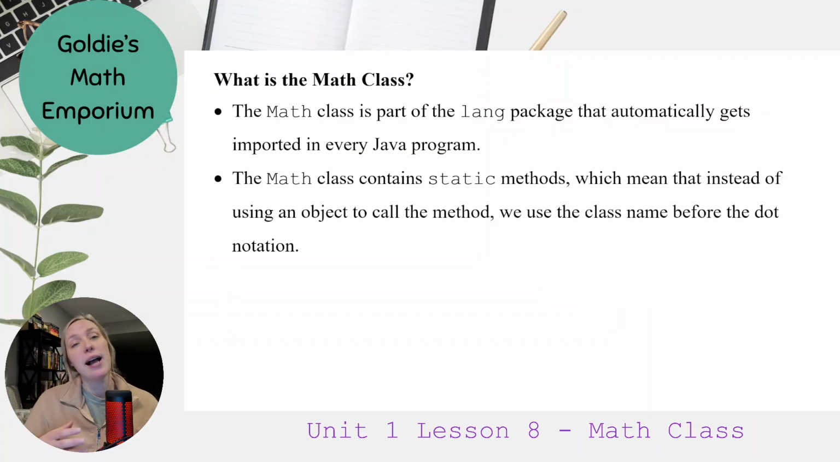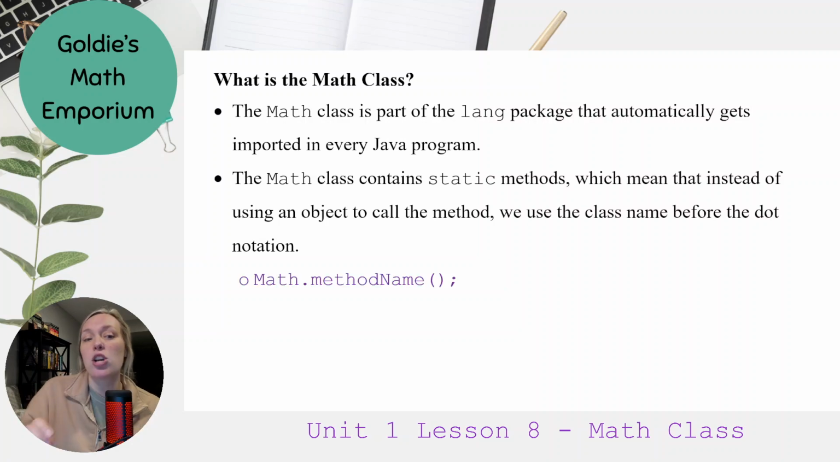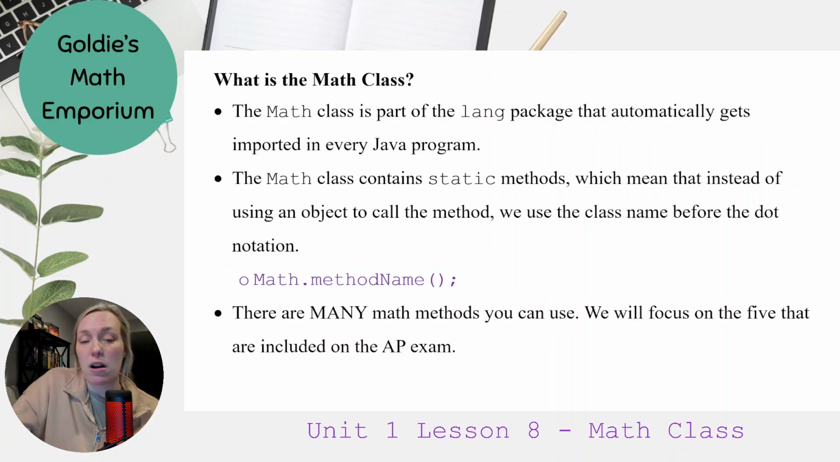Now the Math class is different from the String class because the Math class contains static methods, which means that we actually don't use an object reference to call on them. We use the class name itself before the dot operator in our method. Okay? So when we call these Math methods, we use Math, capital M, Math dot, and then the method name that we want to call.